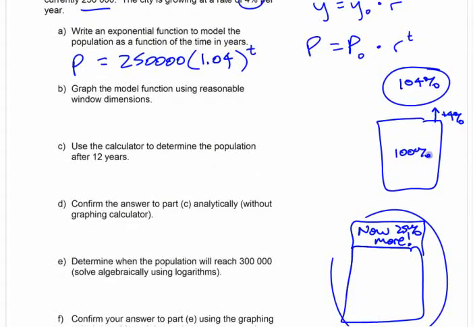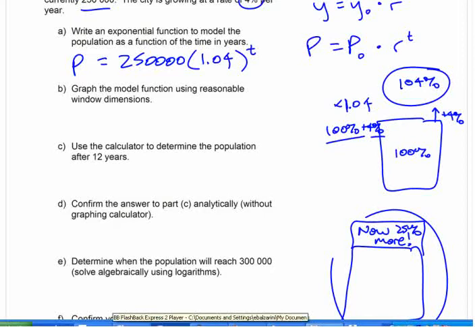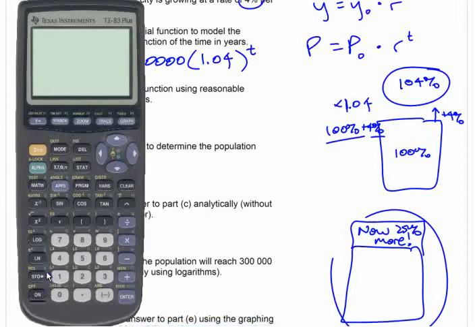You need the original amount, right? If you multiply something by 1.04, the 1 gives you the original amount, 100% plus 4%. This gives you the original people, this gives you the new people. So that's your function. If you're graphing that function, see if I have my calculator still out here.